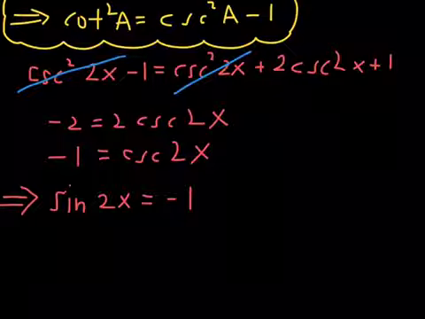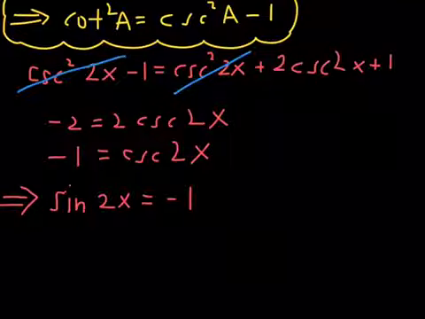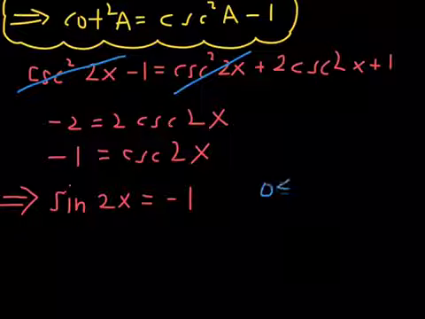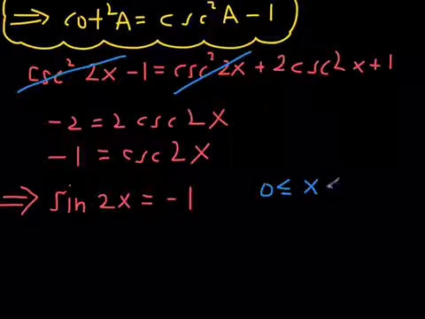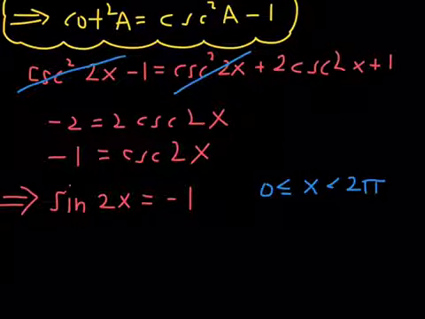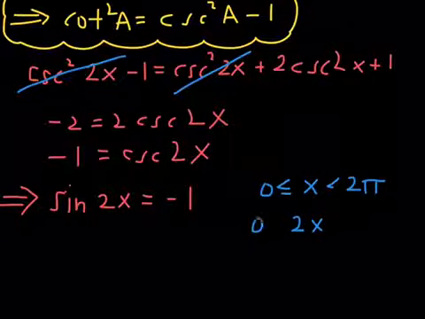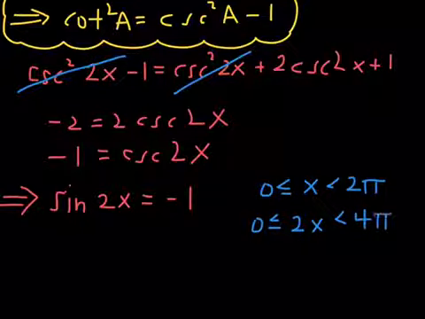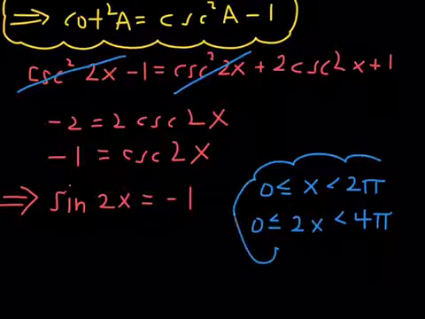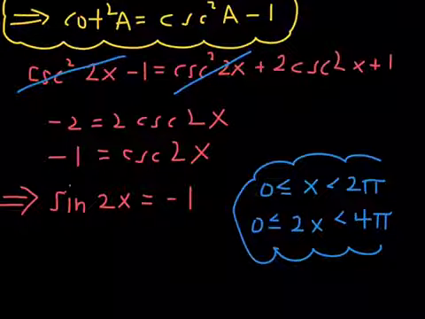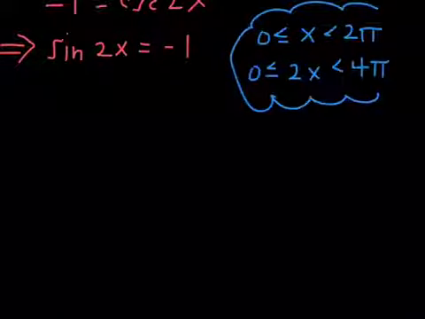Now, I hope you're used to this by now. We want to solve for x, and x is between 0 and 2 pi. But at the moment, we have the argument 2x. So that means 2x will be between 0 and 4 pi, when you multiply everything by 2. So remember that when you're substituting things in for 2x.